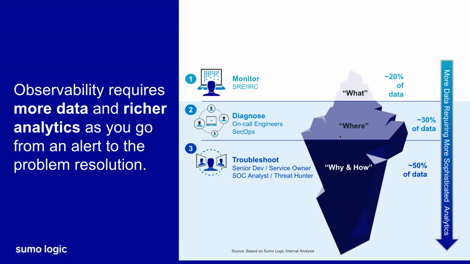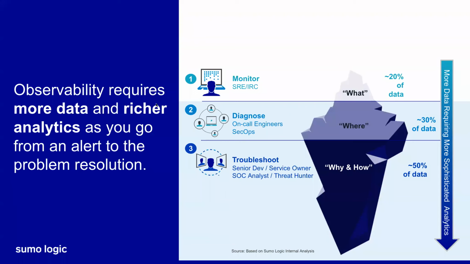So on the right-hand side of the screen, we're trying to do an iceberg slide here. And at the top, the tip of the iceberg, you can go ahead and start to monitor your systems. And that will give you the what. And to do so will take about 20% of your data. But as you want to get deeper into finding out the where, the why, the how, you're going to need more data. More data is going to require more sophisticated analytics. And that's what this is showing. So as you get a little bit deeper in wanting to know more information, you're going to need more data. Makes sense, I hope. But that's what we're trying to show here.